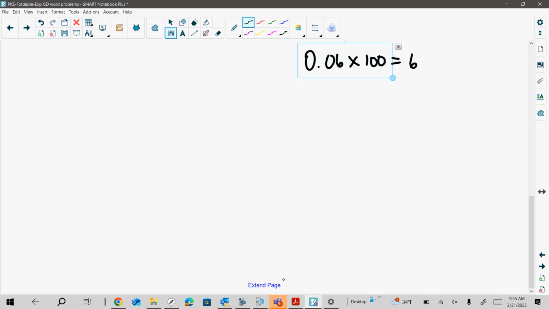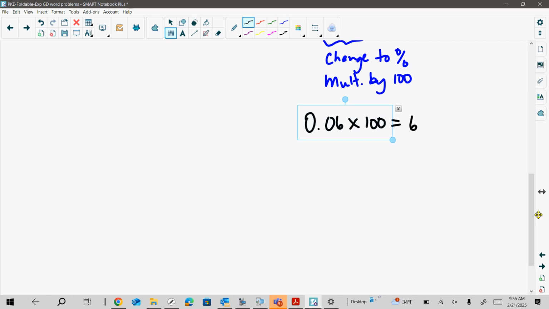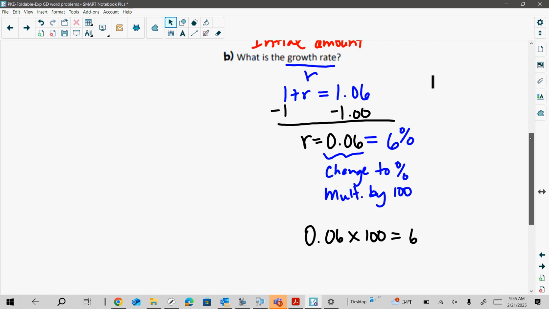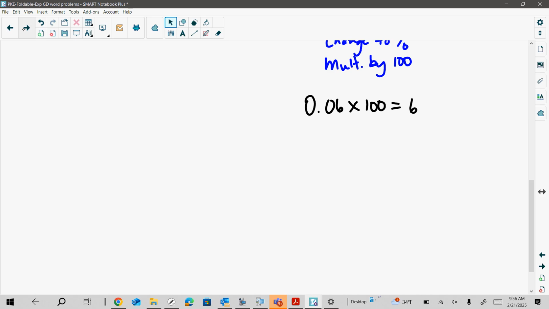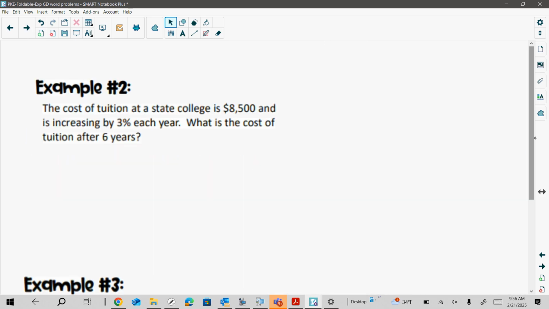All right, so now we're going to be given word problems and apply the formula to find our new amount. Does anyone still need example 1 here? All right, so we're going to go to example 2. Here's our scenario. The cost of tuition at a state college is $8,500. It's increasing by 3% each year. What is the cost of tuition after 6 years?